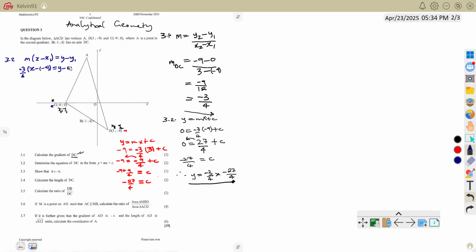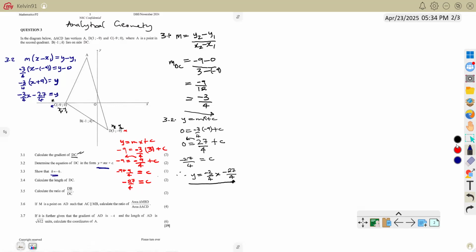y minus 0. When you simplify, we have minus 3 over 4, open bracket, x plus 9 equal to y. Then, removing brackets, we have minus 3 over 4 multiplied by x. Then minus 3 over 4 multiplied by 9, we get minus 27 over 4. This is equal to y. Then you write in this format that is required. Then the next question is saying, show that k is equal to -6.